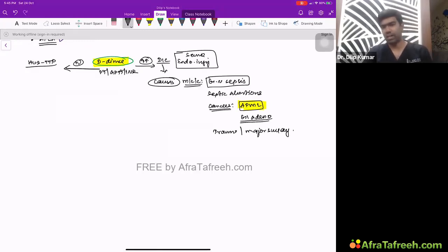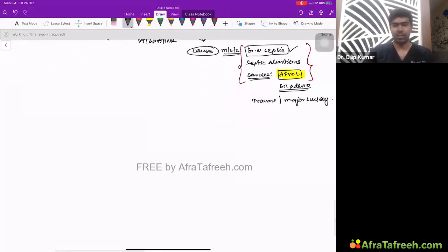So usually many conditions can cause DIC, but usually in exams, the first three are very, very important: cancers, septic abortions, and gram-negative sepsis. Of course, sepsis is the commonest cause of developing a disseminated intravascular coagulation. As far as DIC is concerned, diagnosis is very simple.